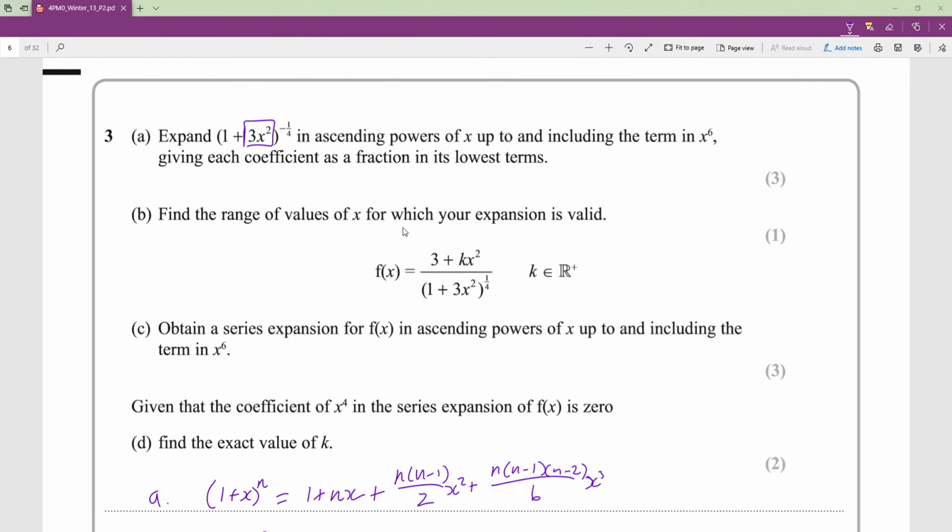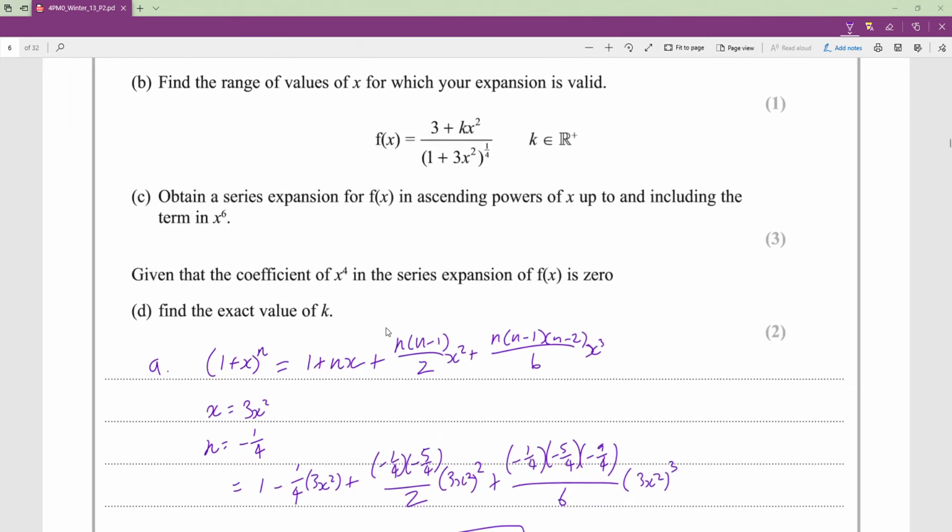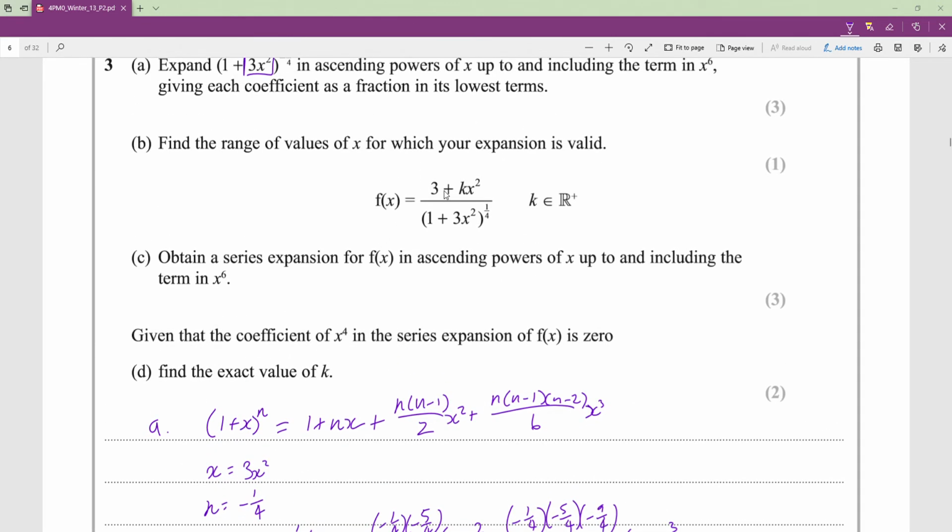Find the range of values of x for which expansion is valid. And then now the next part of the question, f(x) is (3 plus kx squared) over (1 plus 3x squared) to the power of 1 over 4. Obtain a series expansion for f(x) in ascending powers of x up to and including the term in x to the 6.